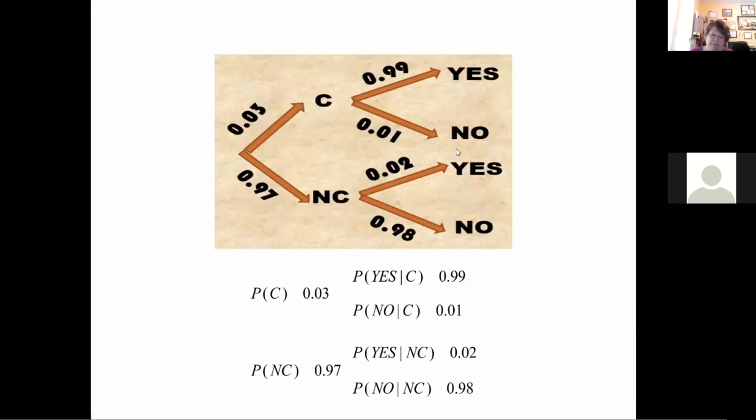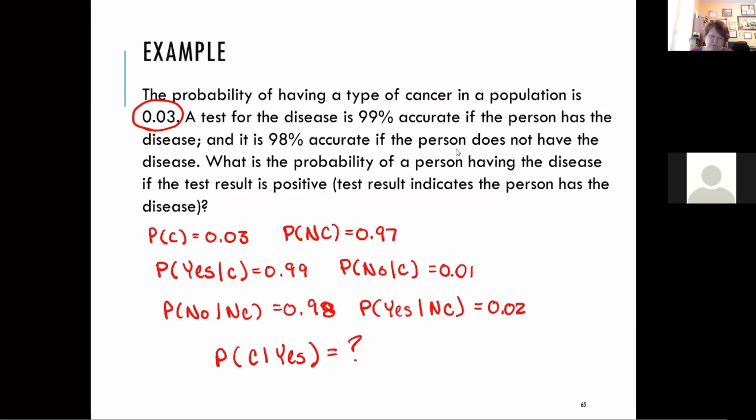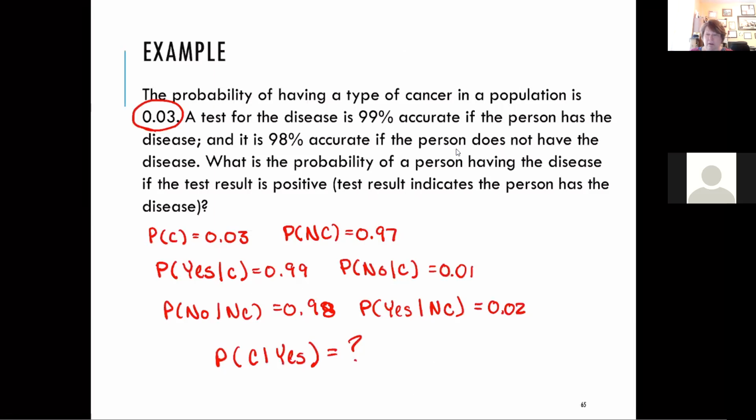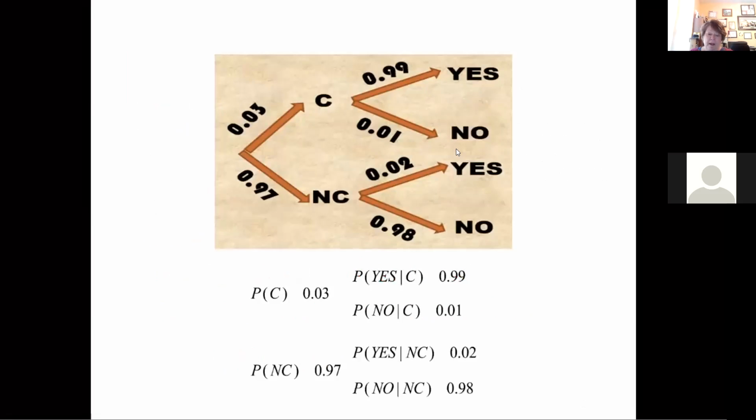So what I'm looking for is the probability that I have cancer given that I've tested yes. So here's what they did, and here's all the probabilities that I listed. And for some reason, I'm not getting my equals showing up here on my PowerPoint. Yeah, we'll put those in. So here's all the probabilities that they gave me.